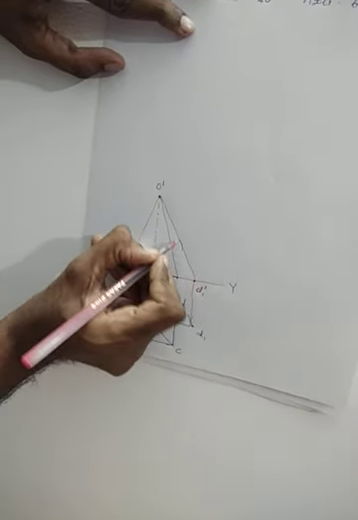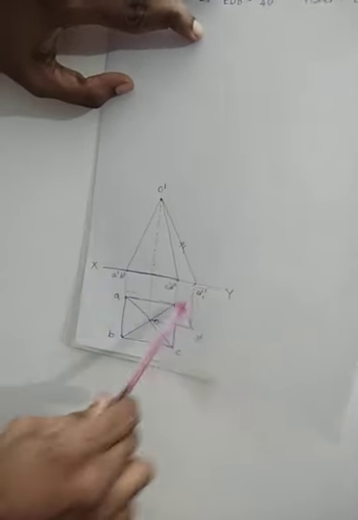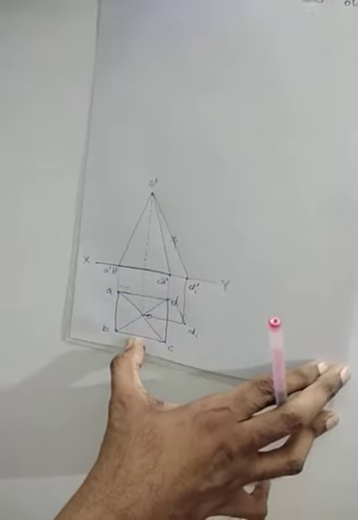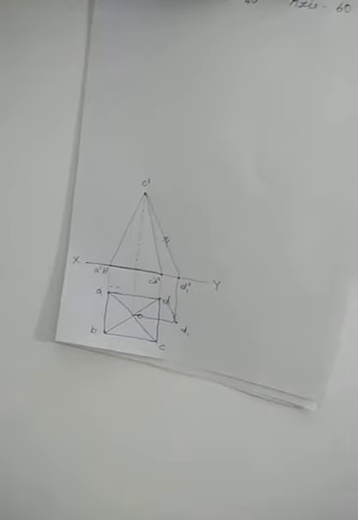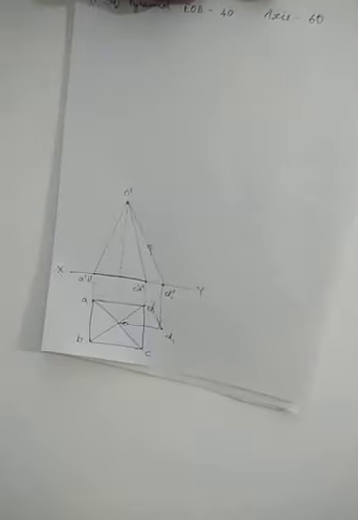Now what will be this line? Actually this line will be the true length of the slant edge. Now since OD is parallel to XY, O dash D1 dash will be its true length. So from this line we have to draw the development of the pyramid.